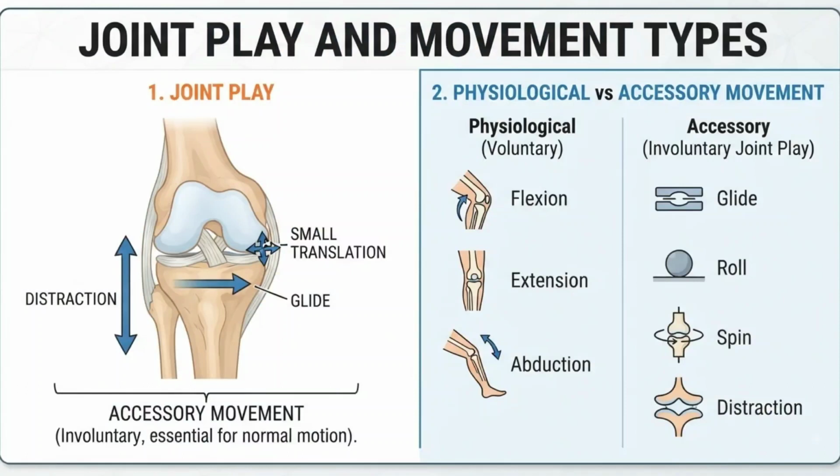Physiological and accessory movements: it is important to distinguish between them. Physiological movements are movements that a person can normally perform voluntarily, such as flexion and extension. Accessory movements occur between the joint surfaces. These include roll, glide, spin, and small distraction movements. Normal movement depends on the appropriate interaction between these two systems.